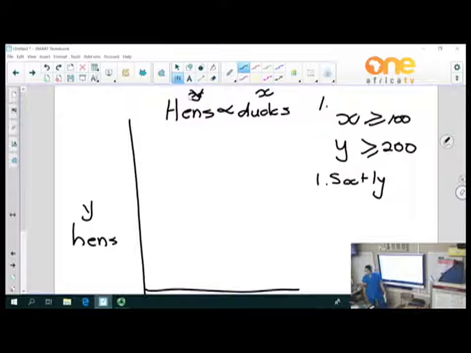What is the inequality that I must put in now? Less than or equal to 600. You have to write it there at the top.